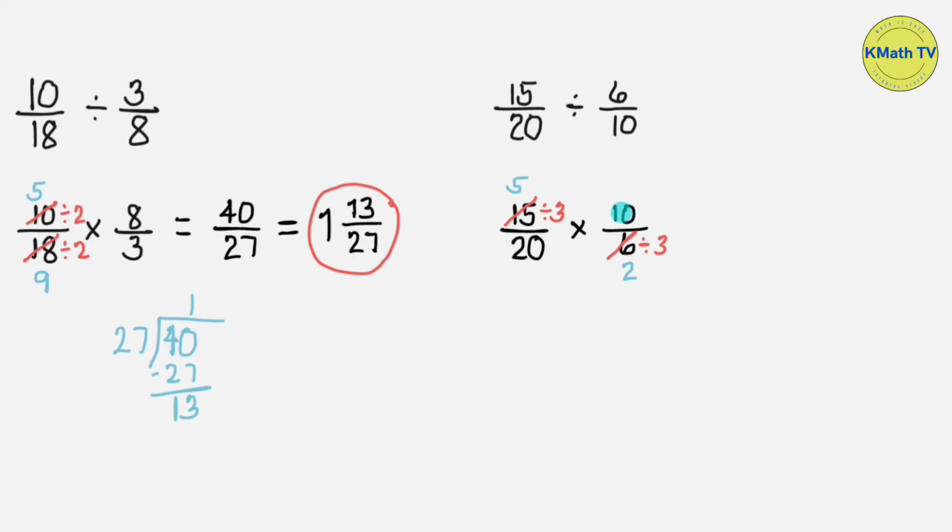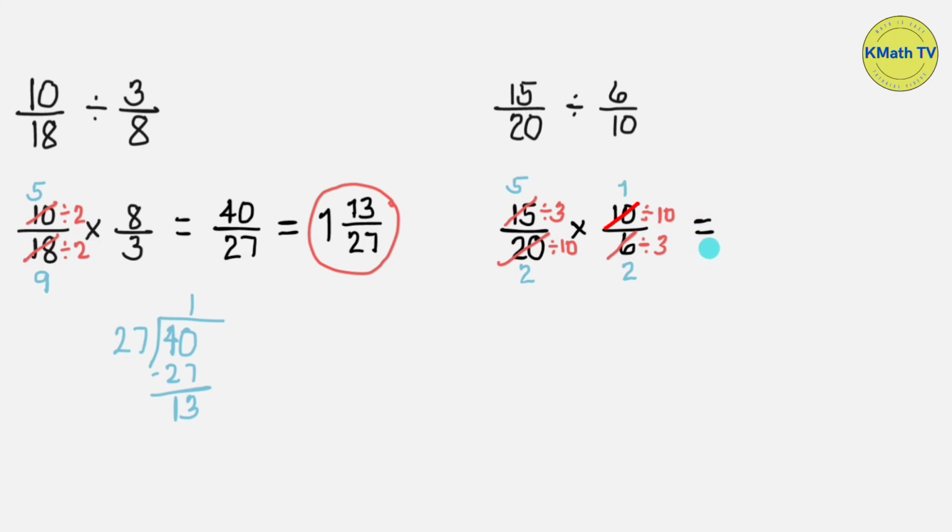The GCF of 10 and 20 is 10. So let's divide them by their GCF. 20 divided by 10 equals 2. Cancel 20. 10 divided by 10 equals 1. And cancel 10. Okay, we are done with the cancellation process. So, we can multiply now.